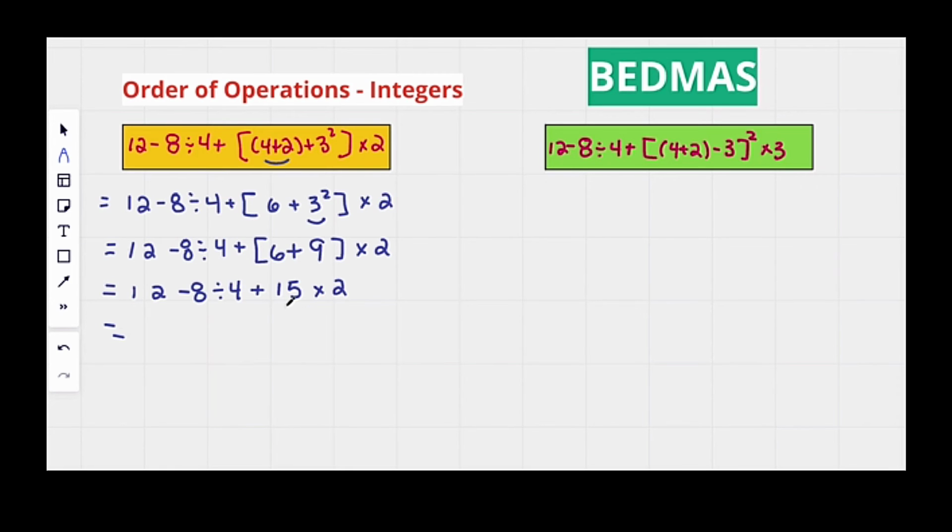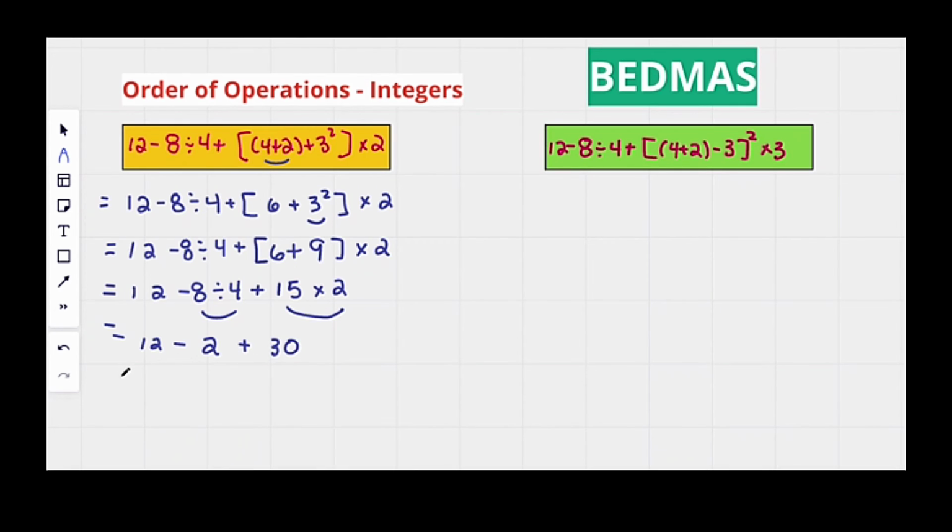In BEDMAS, the next step, we don't have any more brackets, we don't have any more exponents. We've got division and multiplication, and we do them in the order that they come. So these are division and multiplication, which means that the 12 keeps coming down with us. We're not doing anything with it, but we're ready to divide 8 divided by 4, which is 2, plus 15 times 2, which is 30.